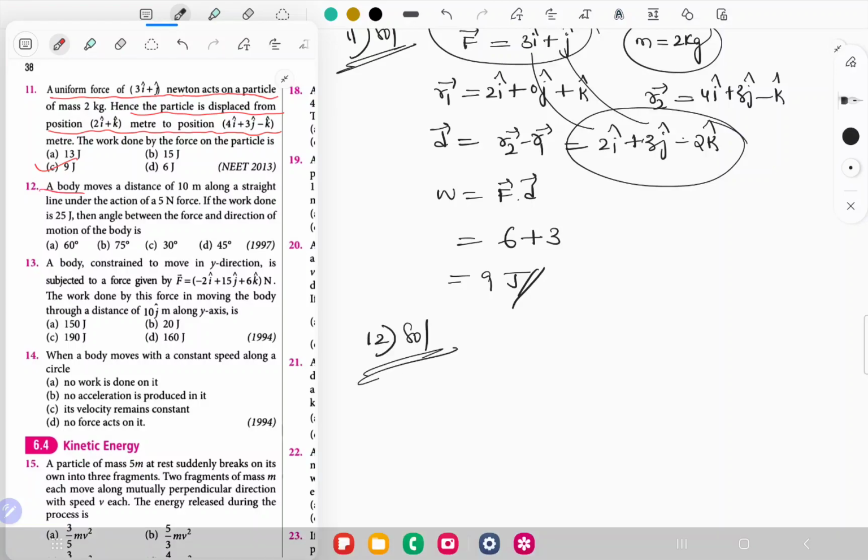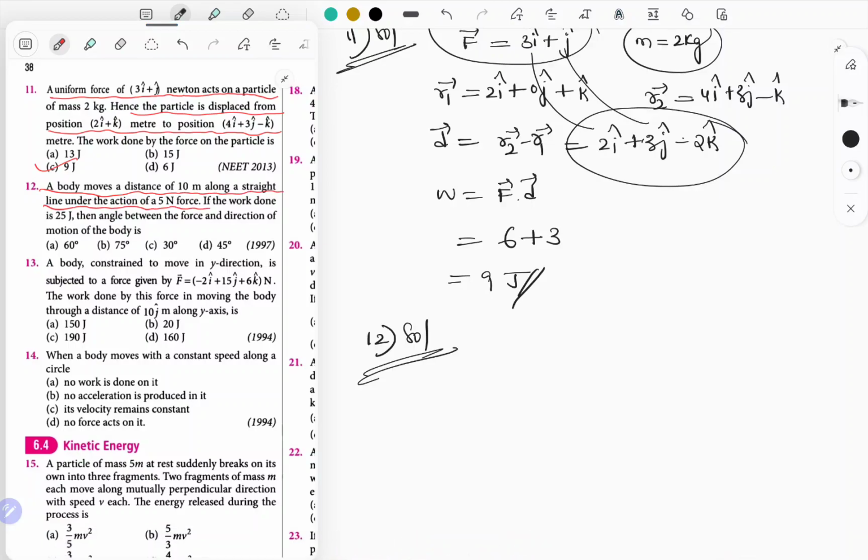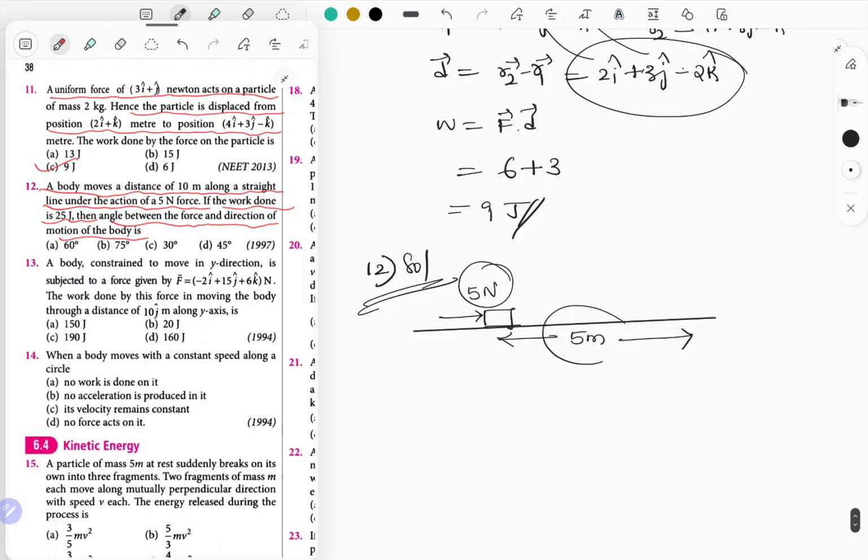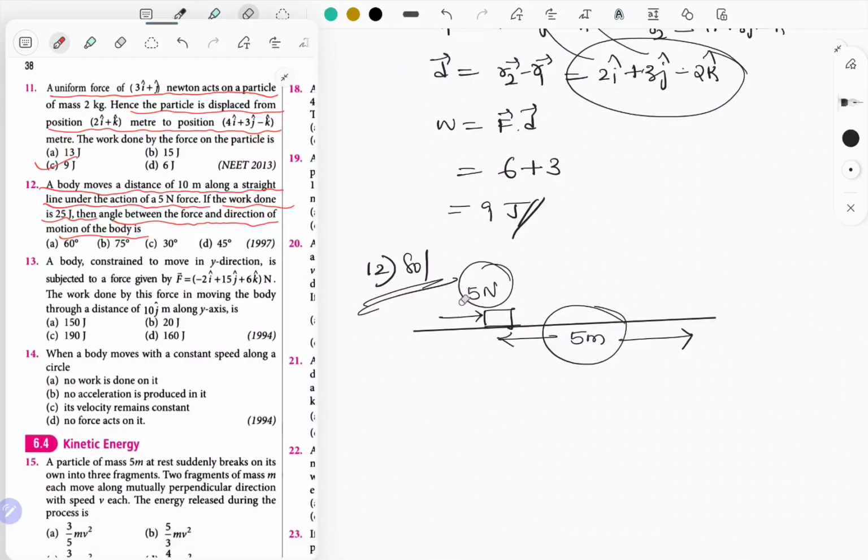So what's the question they're asking? A body moves a distance of 10 meters along a straight line under the action of 5 newtons of force. If the work done is 25 joules, then find the angle between the force and the direction of motion of the body. They gave force and displacement. They didn't mention at what angle they are applying this force. So that's what we have to find out.